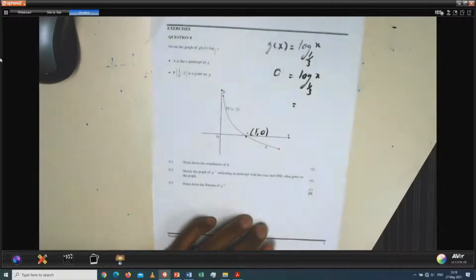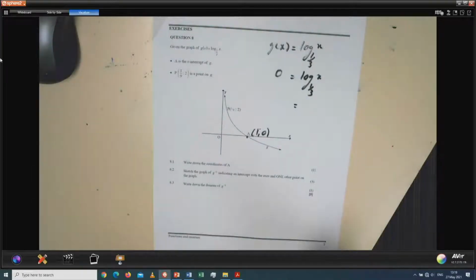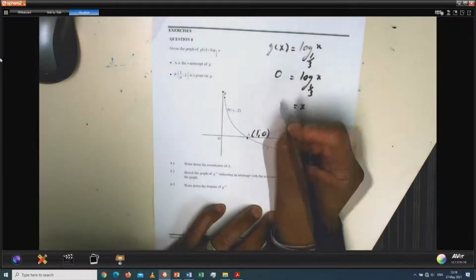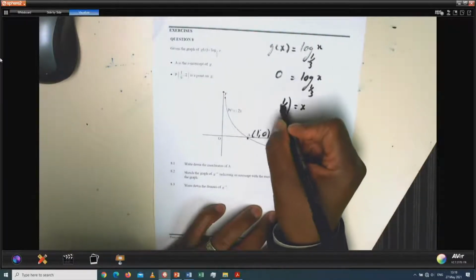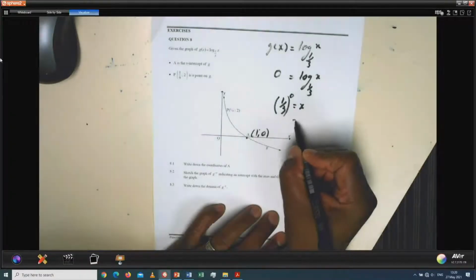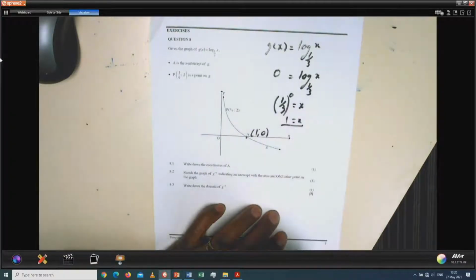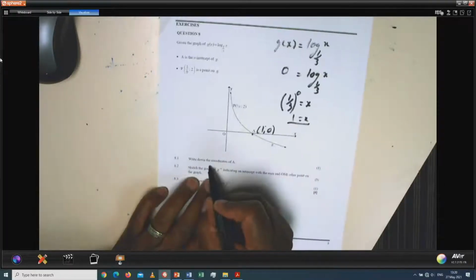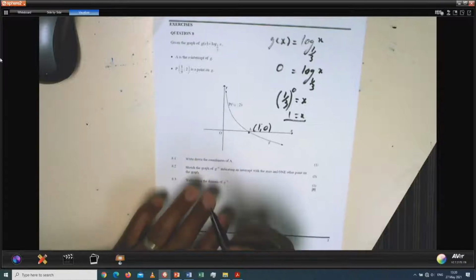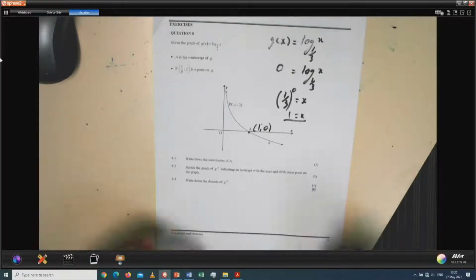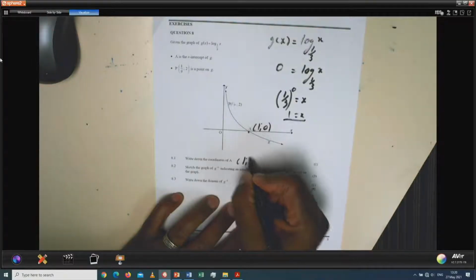How do we solve that one? We need to convert from log form to exponential. Therefore, x will then be equal to, this is the base, 1 over 3 exponent 0. And we know according to exponential laws, any number to the power 0 is 1. Hence we say x is 1, y is 0. This is the first question: write down the coordinates of A. The question clearly says write down. You don't even have to do the calculations, because that is something that you should be knowing. So the coordinates here, x is 1, y is 0.